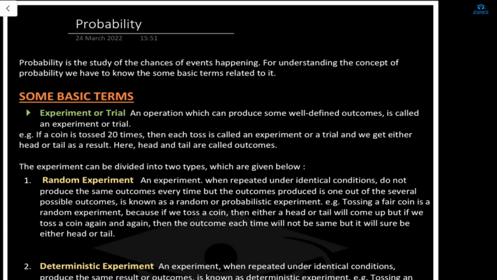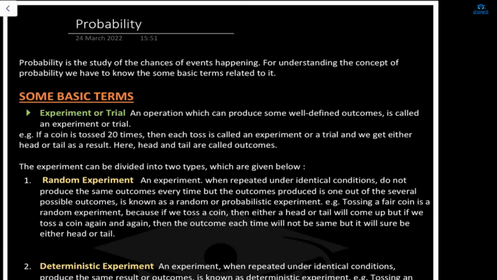Now what are the basic terms that are related to probability? The basic terms related to probability are experiment or trial. The first term that we see is experiment, the outcome of an experiment. So what is this experiment? The operation that you are performing is an experiment. For example, you're tossing a coin, so that is an experiment. An operation which can produce some well-defined outcome is called an experiment or trial.